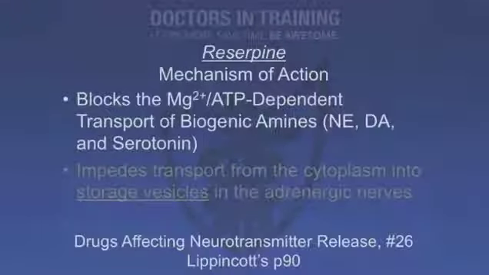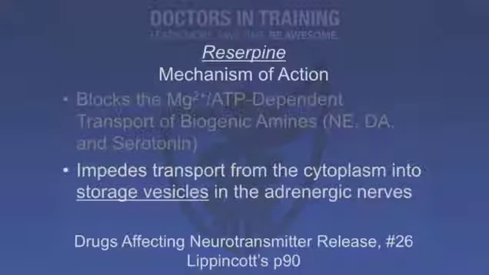Now, it's a plant alkaloid, and it blocks the magnesium ATP-dependent transport of biogenic amines. So what are biogenic amines? That includes norepinephrine. It also includes dopamine and serotonin. It impedes this transport from the cytoplasm into the storage vesicles in the adrenergic nerve. So you can't get the norepinephrine into its storage space. Overall, you decrease sympathetic tone. It has a very slow onset and a long duration, so you just very slowly deplete your norepinephrine stores.